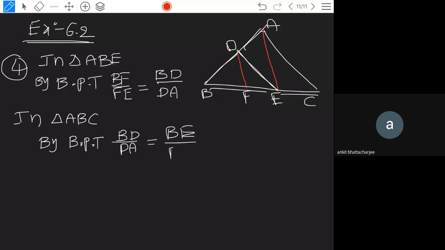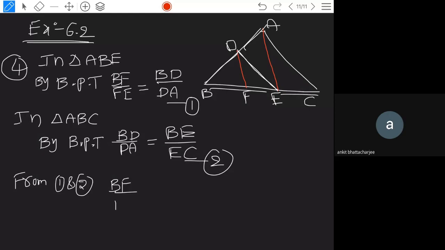Now from these two things, consider this as 1 and this as 2. BF by FE is equal to BD by DA. BD by DA is equal to BE by EC. So from 1 and 2, what can you say? BF by FE is equal to BE by EC. So this is the required thing you were asked to prove. Depending upon the situation and whatever it is asking, you can prove it. Did you understand this one?